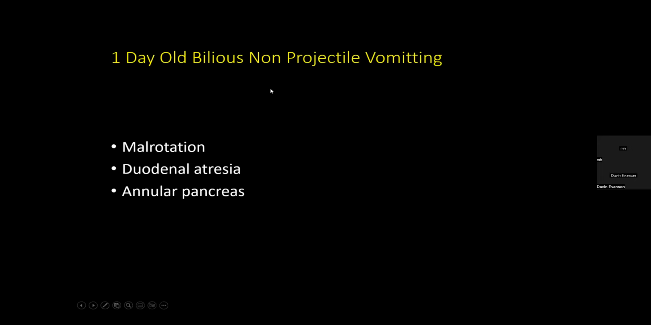So, 1 day old with bilious non-projectile vomiting. We are thinking malrotation, duodenal atresia, annular pancreas. So this is the big-time surgical emergency. We diagnose this with upper GI. The contrast does not pass. It goes in the duodenum, but does not go to the ligament of Treitz. All the bowel stays to the right of midline.